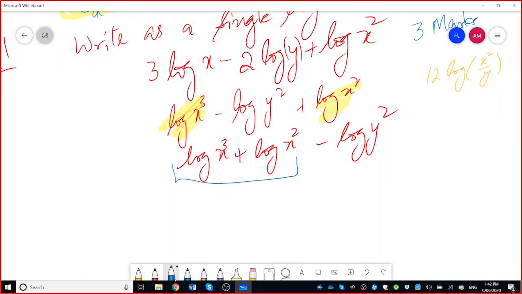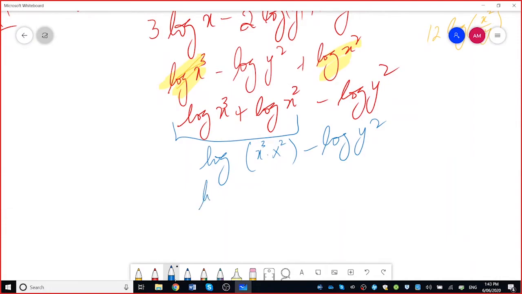We had some formula. Can I write this thing in one? Yes, you can. You can write it as log of x cubed times x squared. Very nice. So x cube times x square, minus log of y square. So this becomes now log of x to the power of 5 minus log of y square.